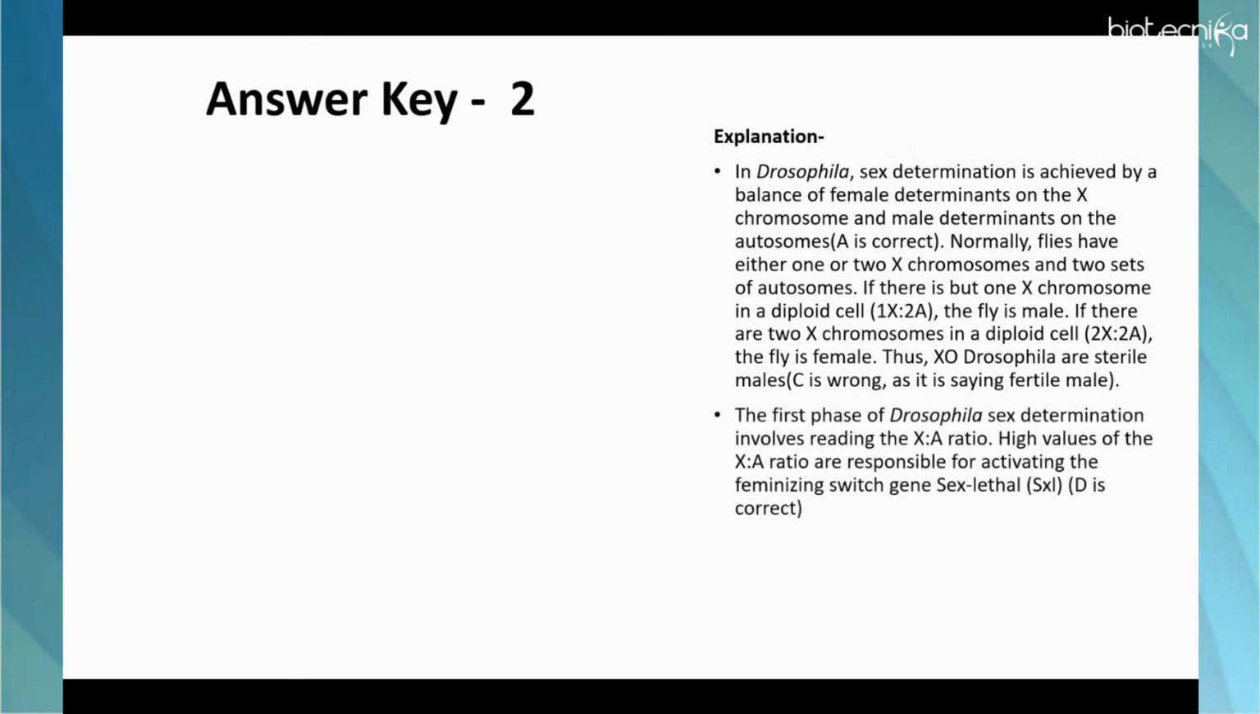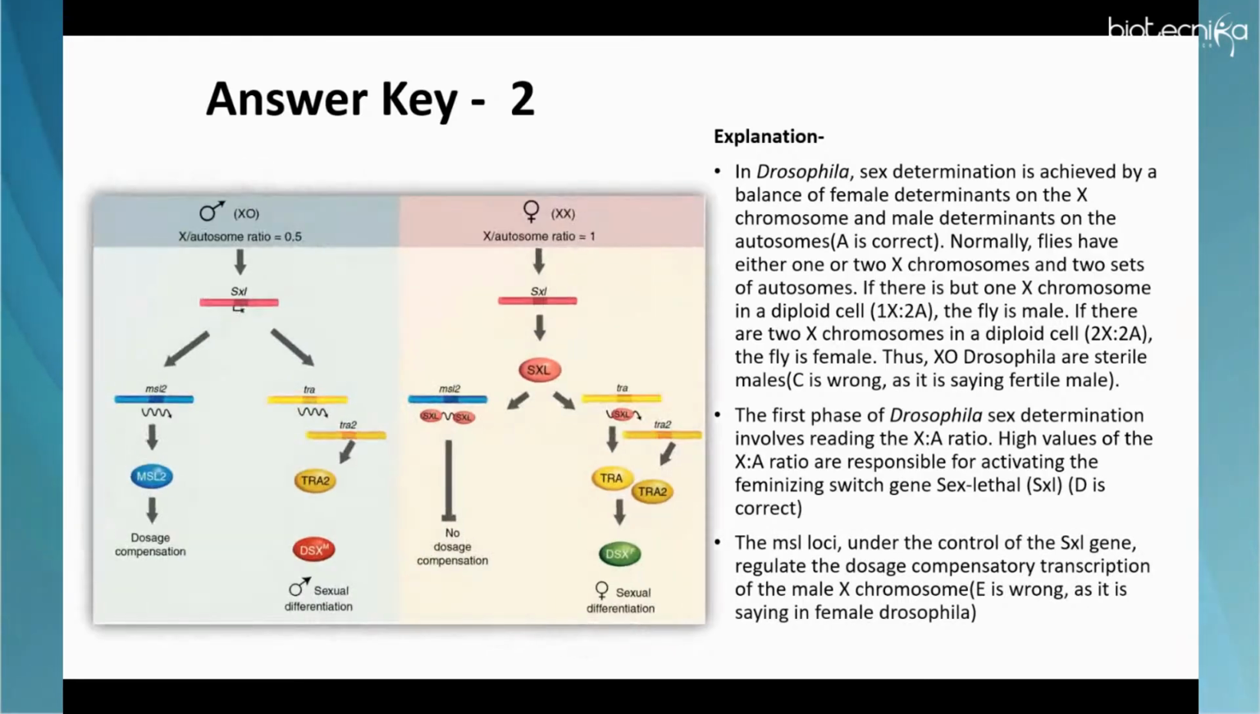Okay. So option 2 is the answer, as I said, because in Drosophila, sex determination is achieved by a balance of female determinants on the X chromosome and male determinants on the autosomes. The X by A ratio should be there. So if the X by A ratio is equal to 1, then it goes for female phenotype. And if it is 0.5, that means autosomes are more than X chromosomes.